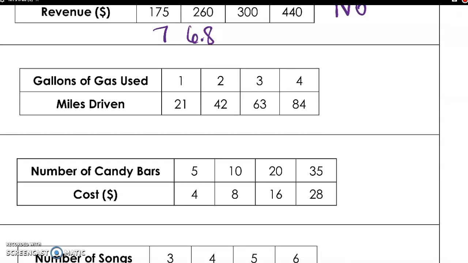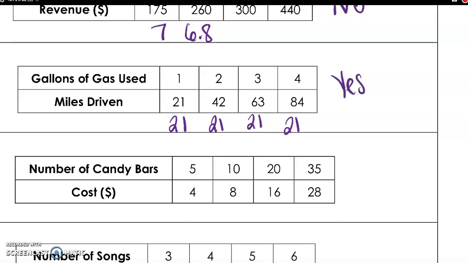Miles per gallon, not gallons per mile, miles per gallon. So 21 divided by 1 is 21. 42 divided by 2 is also 21. 63 divided by 3 is also 21. And 84 divided by 4 is also 21. So yes and 21.